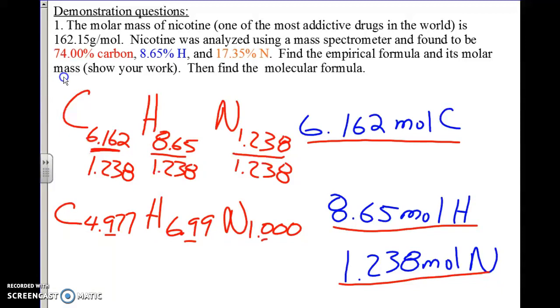So this rounds off to 5 atoms of carbon for every 7 atoms of hydrogen and every 1 atom of nitrogen. This would be known as our empirical formula, or formula in lowest terms. Pause the video, take a look at what you see there, and we'll go on to the next step.